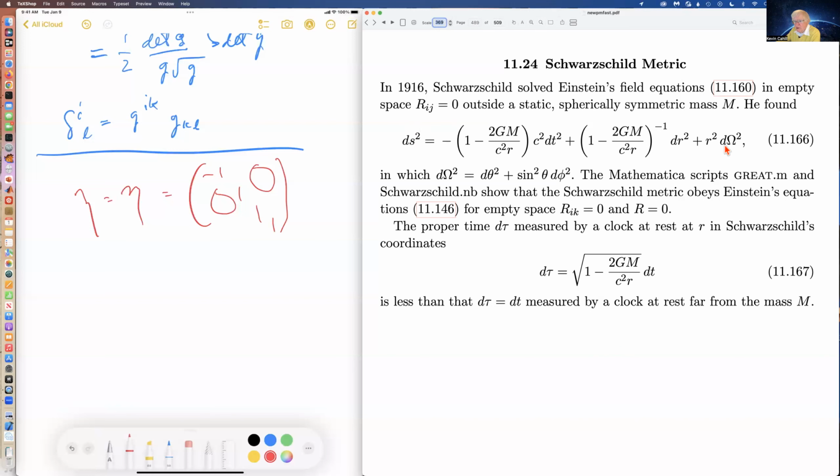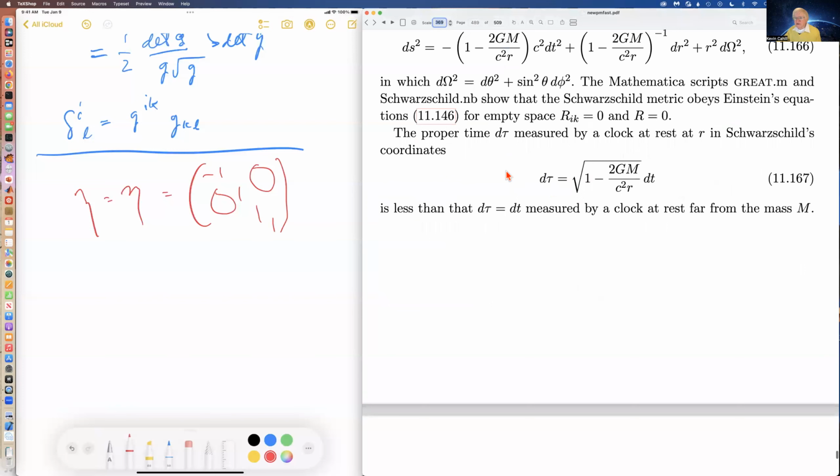And this is just the ordinary r squared d omega squared. And then we have these terms. And of course, what's remarkable here is that this quantity can approach unity, and then things can be quite spectacular. The proper time of a clock at rest at r in Schwarzschild's coordinates is given by this, and it's less than that measured by a clock at rest far from it.